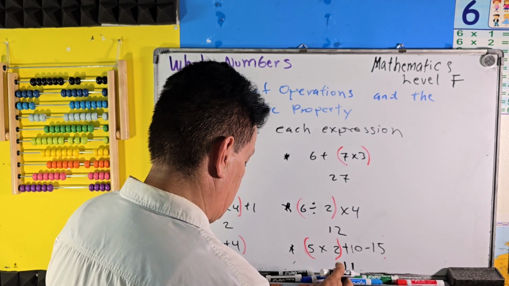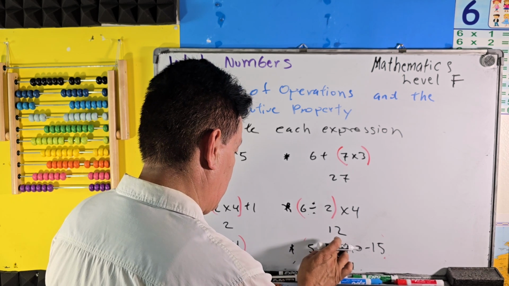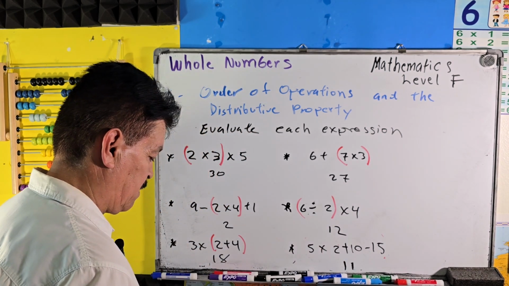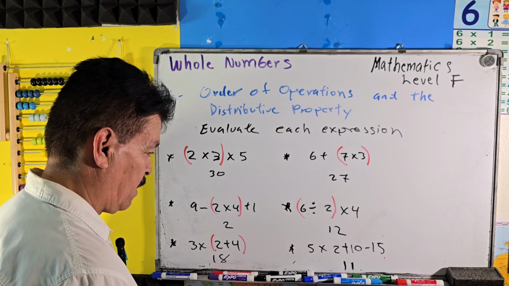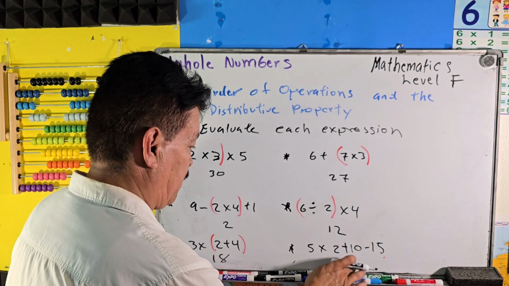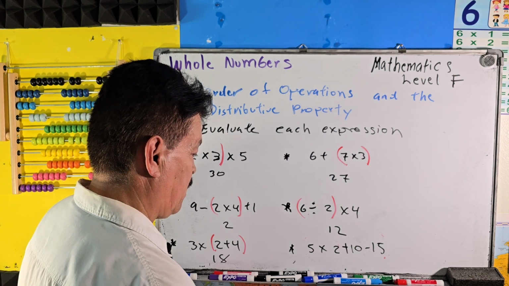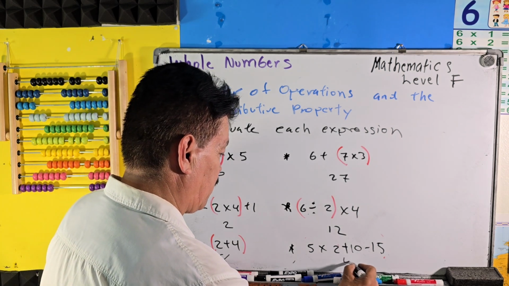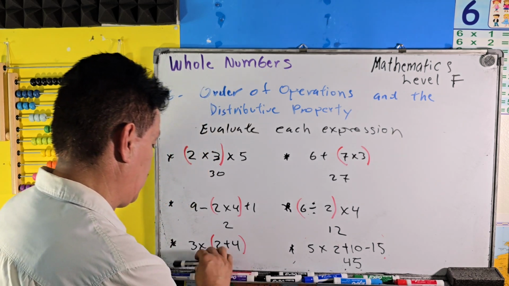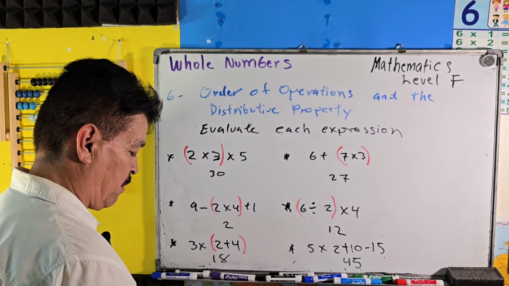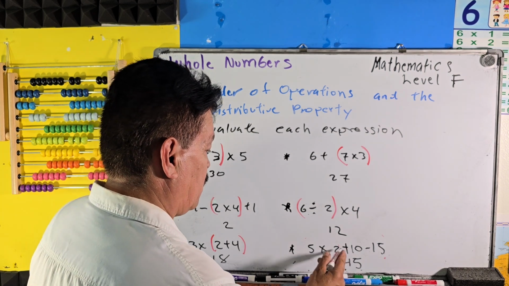Let's see. No, it's not like this. Right? We have 11 right there. It's not 11 here. It's minus 15. It's 45 right here. Okay, this is 45. So not 11. So now we have to complete for 45.